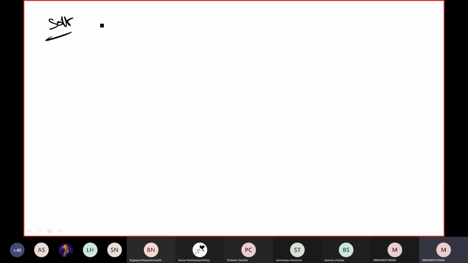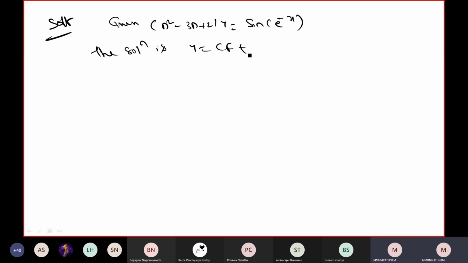So given (D² − 3D + 2)y = sin(e^(−x)), the solution is y = CF + PI. Finding CF.